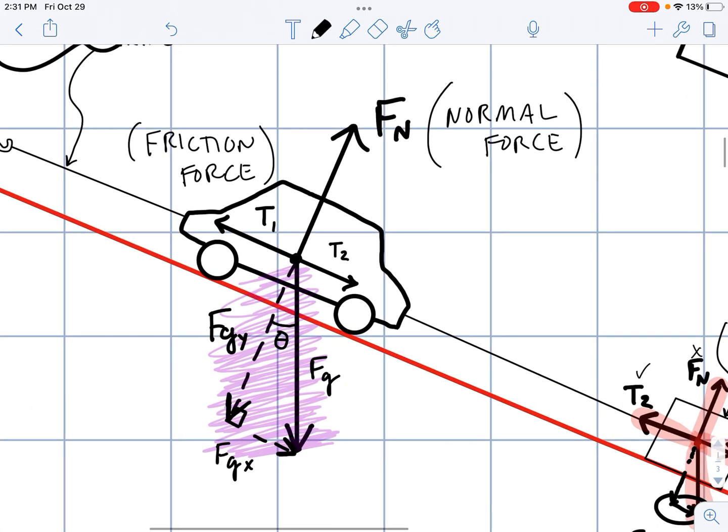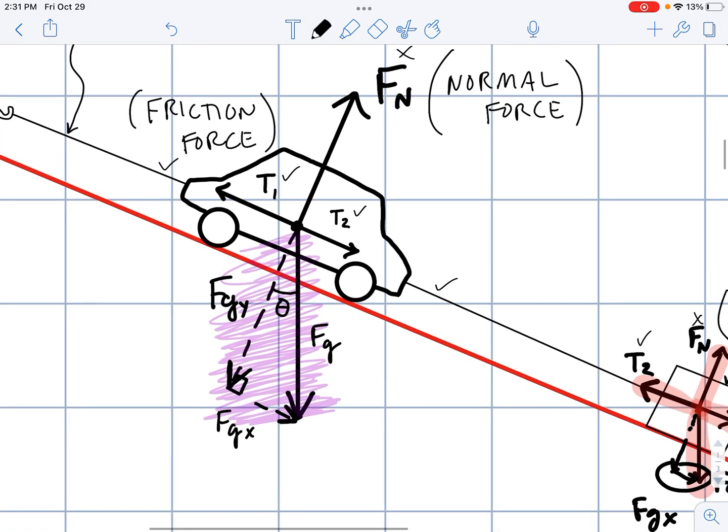Now, this is the car at the top of the ramp, right? And again, we have T2 that's in the x direction, that's this rope right here. We have the rope pulling up on it, or string pulling up on it, that's T1. And then we have the normal force, which is not in the x direction. And then again, we have the x component of gravity, the gravitational force on the car acting in the x direction. So we have three more forces in the x direction there.